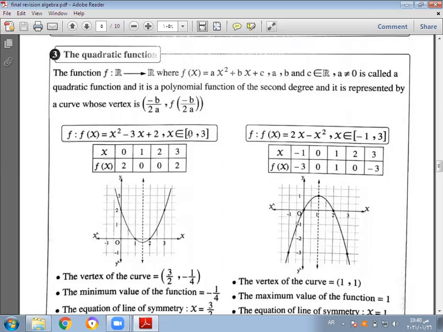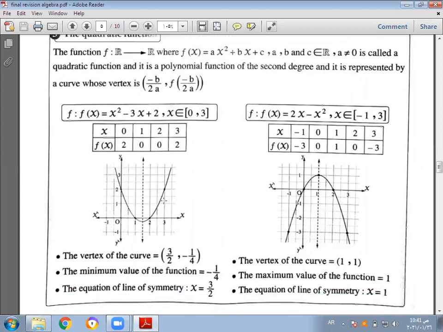So we take the lower limit of this interval, 0, 1, 2, up to the upper limit, which is 3. And we find f of x. We put x equal 0, so f of x equals 2, put x equal 1, f of x equals 0, and so on. And we can represent it by a curve as shown in the figure.